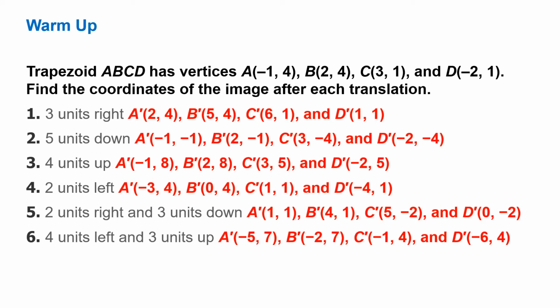If you have a combination where you're moving 2 units right and 3 units down, you are going to add 2 units to the x-coordinate of each point and subtract 3 units from the y-coordinate of each point. For question 6, you're going to move 4 units left, which means you're subtracting 4 from the x-coordinate. And you're going 3 units up, which means you're adding 3 to the y-coordinate. On this warm-up, did you get them all correct? If not, were you able to identify your mistake?